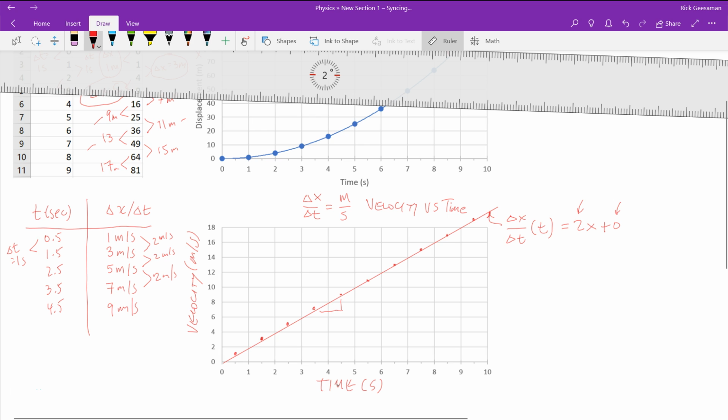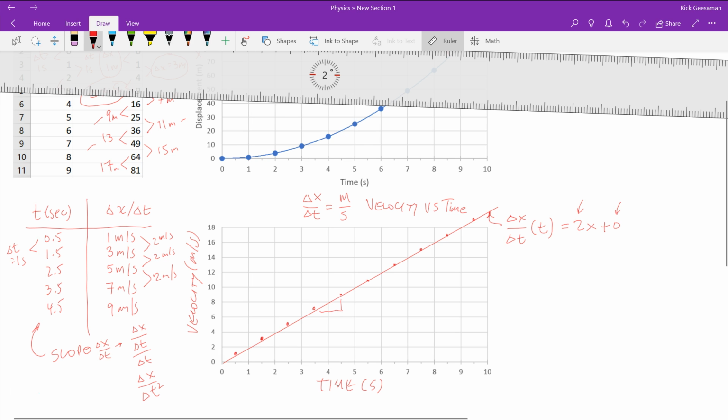Delta x over delta t is what we'd be graphing if we did the slope of this one. So the slope of velocity versus time is going to be delta x over delta t over delta t. And we could even call that, if we wanted to, delta x over delta t squared. Meters per second squared. Acceleration. So the function that we're now going to graph, if we wanted to, the slope of velocity, becomes our acceleration graph. And that's going to be constant.